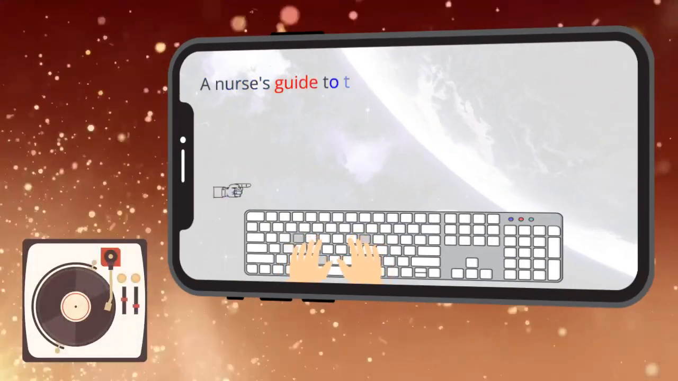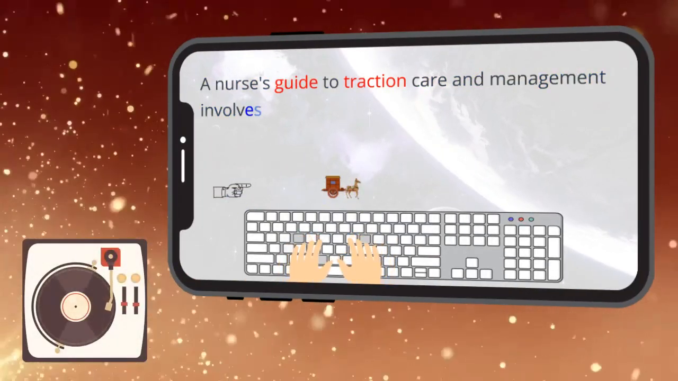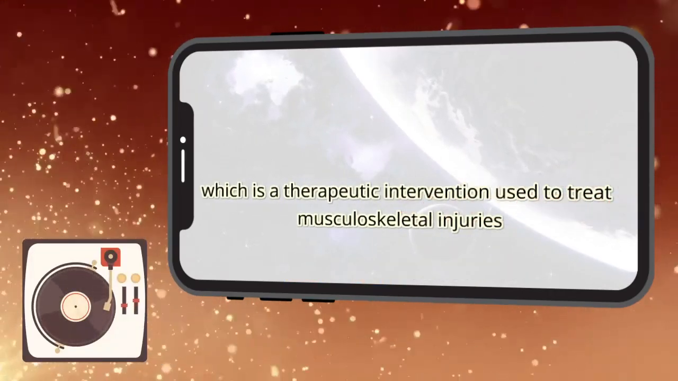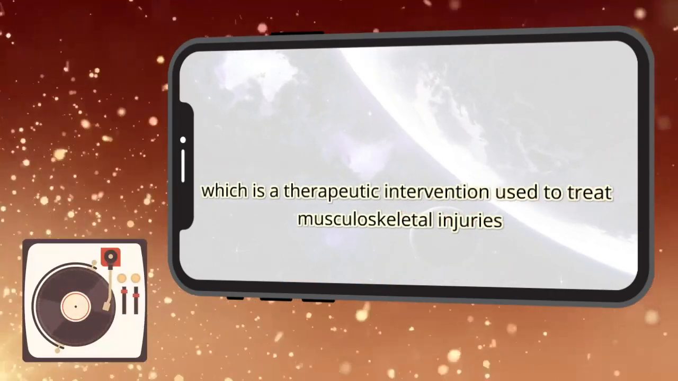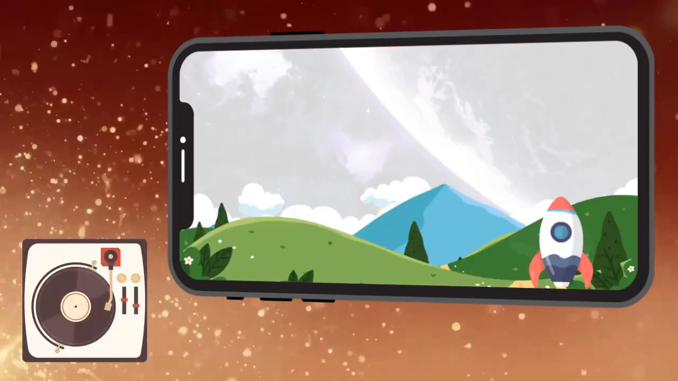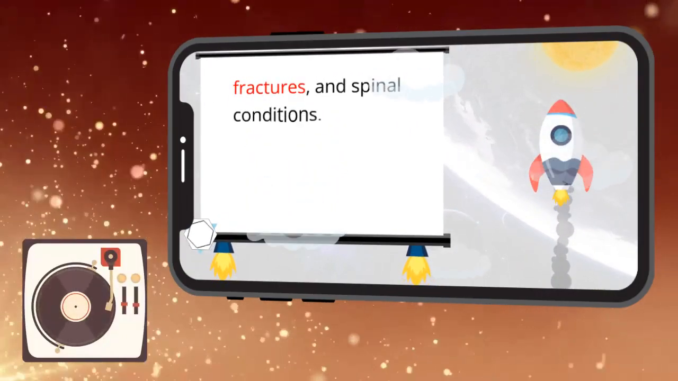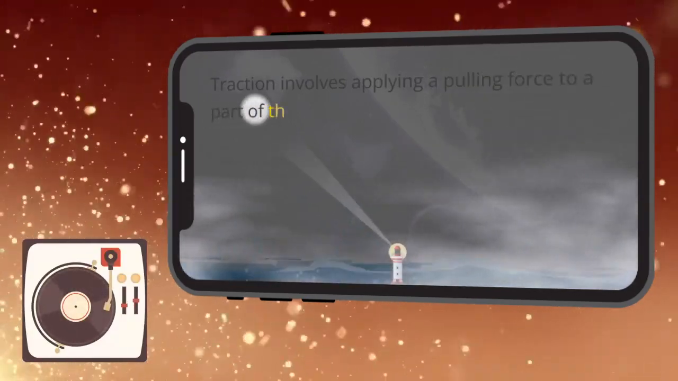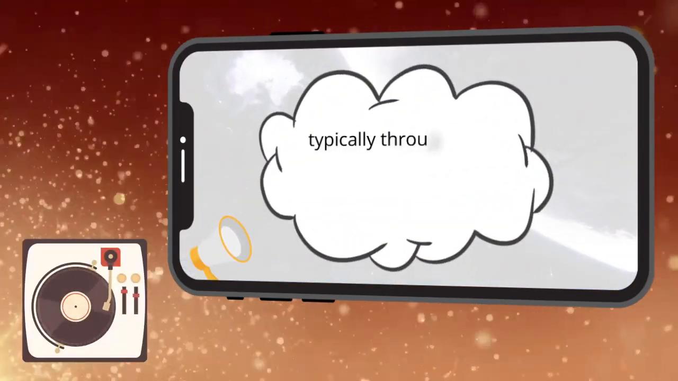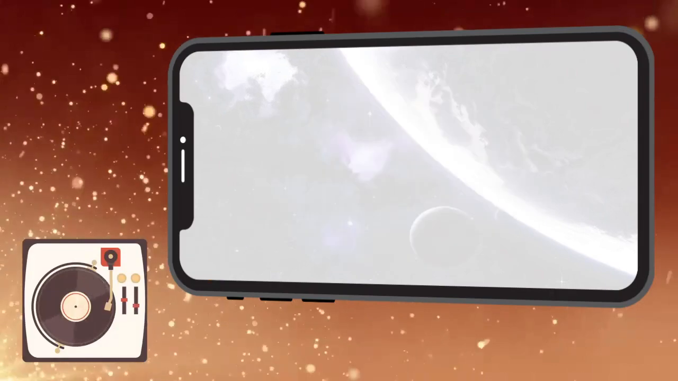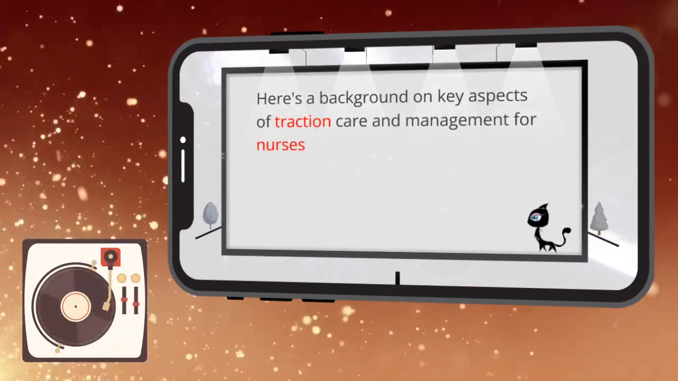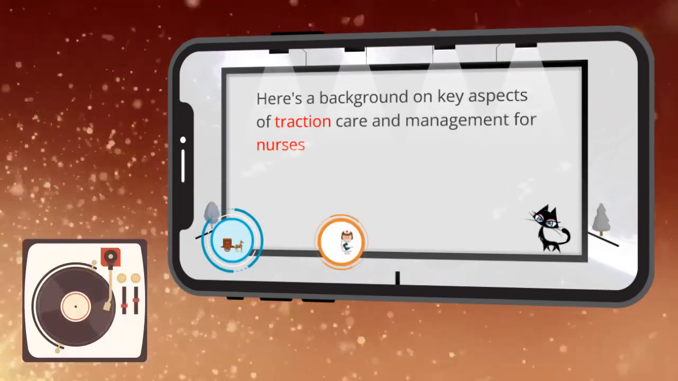A nurse's guide to traction care and management involves understanding and implementing traction, which is a therapeutic intervention used to treat musculoskeletal injuries, fractures, and spinal conditions. Traction involves applying a pulling force to a part of the body, typically through the use of weights, pulleys, and straps. Here's a background on key aspects of traction care and management for nurses.